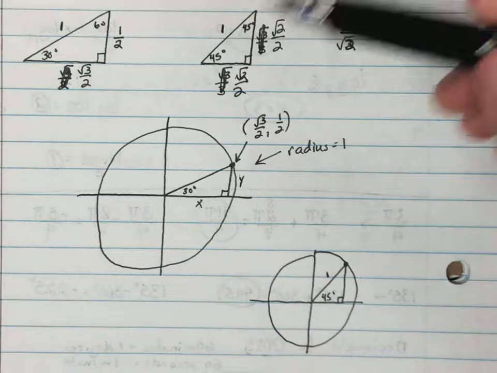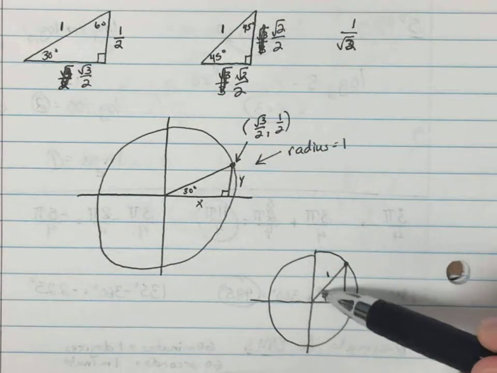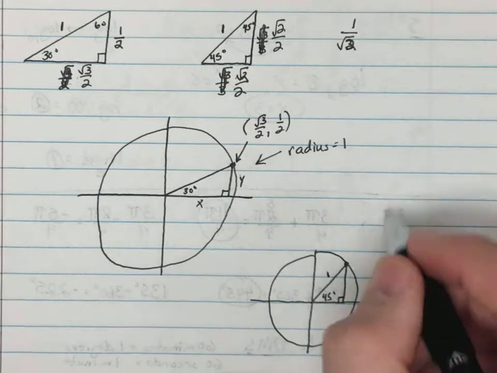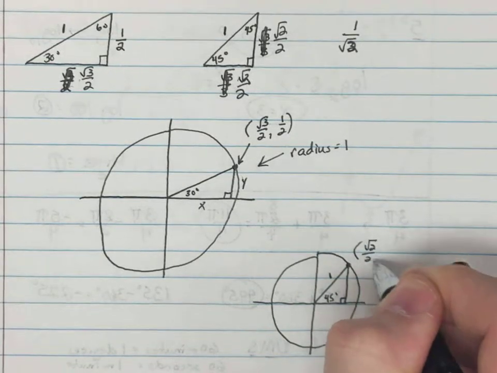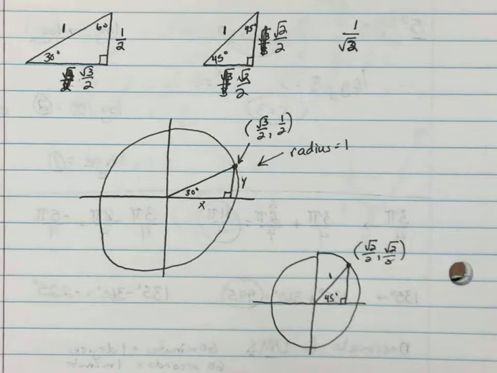And that's the reason I did both hypotenuses. I did them as 1. Because what if I had a radius of 1? What if I had a hypotenuse of 1? My x and y values on that unit circle, the x value would be root 2 over 2. The y value would be root 2 over 2. Let me do one more.